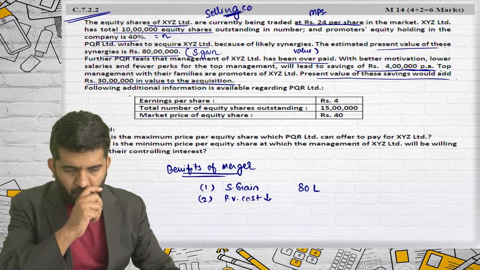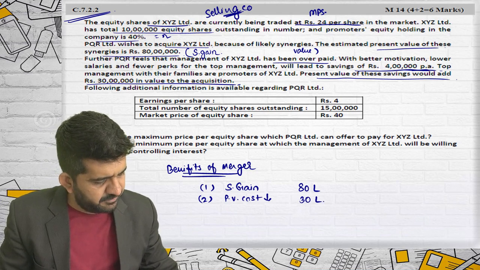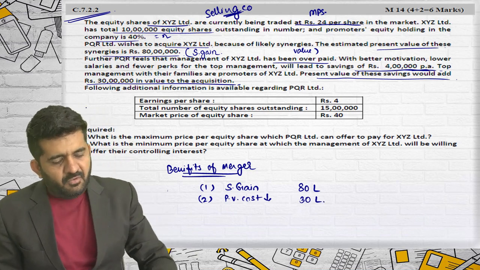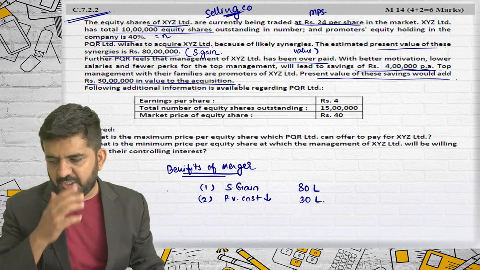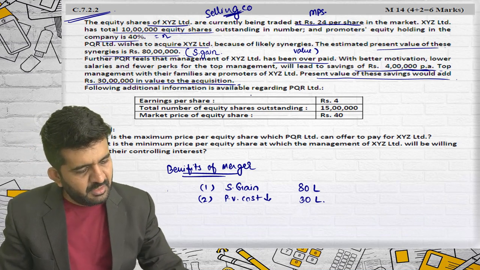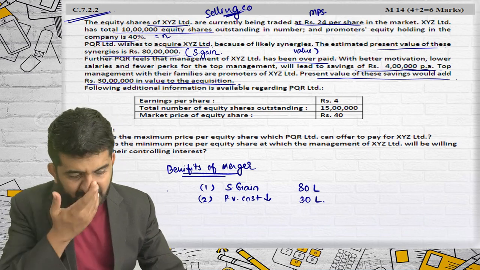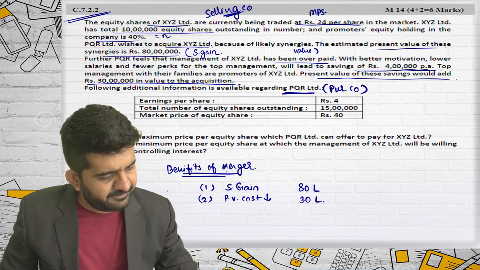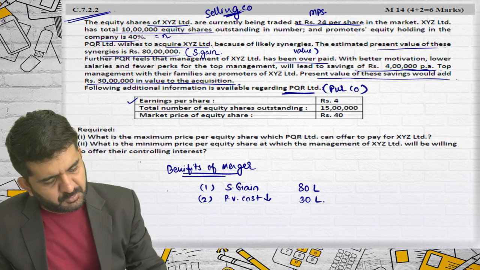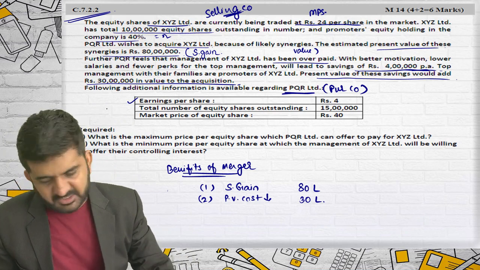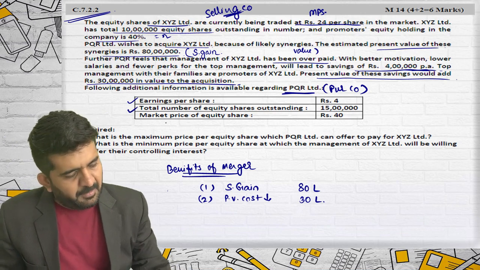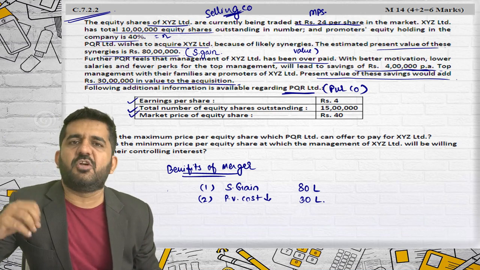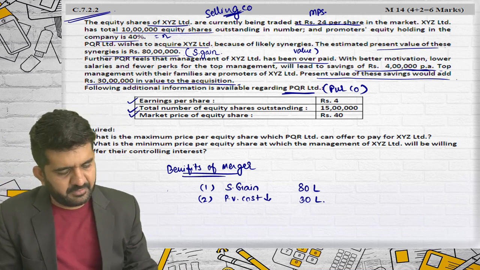Present value of cost reduction is 30 lakhs. For acquisition, the following additional information is available regarding PQR Limited. Now, this is a purchasing company. Earning per share is 4, total number of equity shares outstanding is 15 lakhs, market price of equity share is rupees 40. So information of selling company and purchasing company is given.